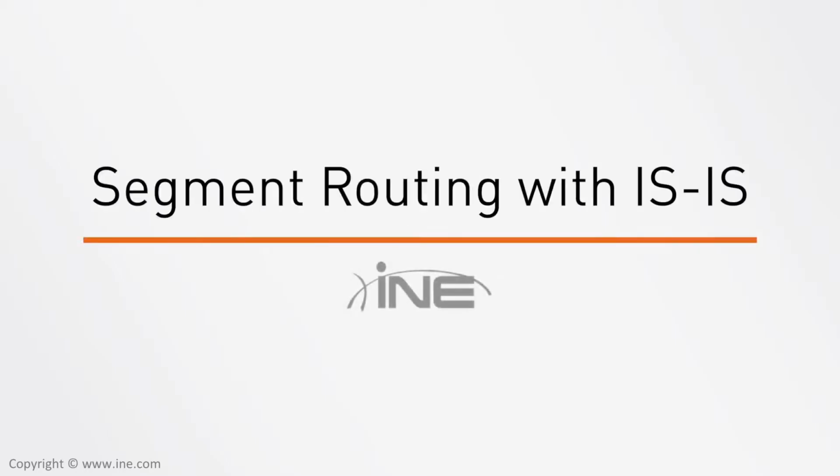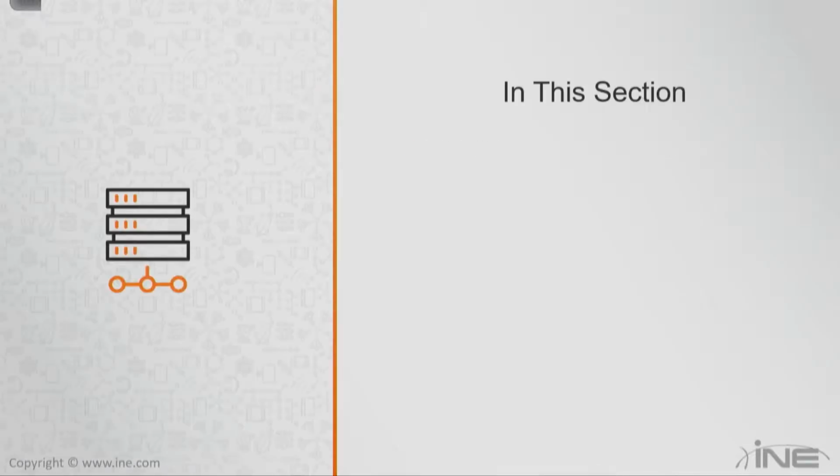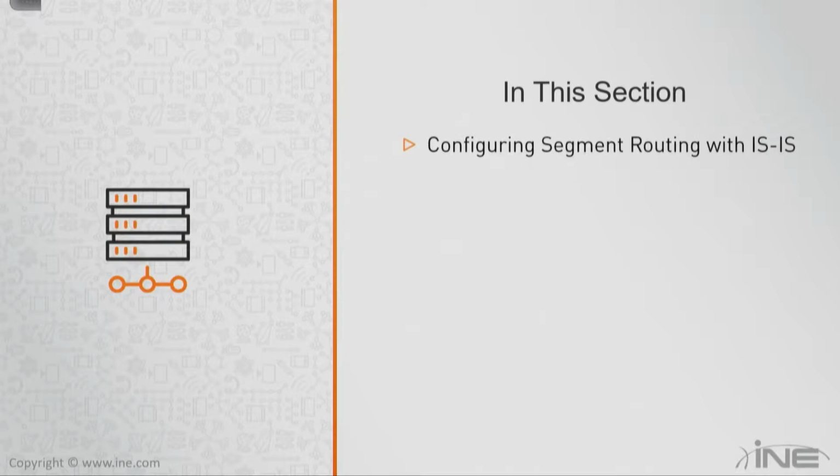Welcome back, everybody. In our next section, we're looking at segment routing with ISIS, which is going to be very similar to the behavior of OSPF, but of course the command structure is going to be a little bit different when we're dealing with one protocol versus the other. First we'll look at how to configure segment routing with ISIS, and then the second portion is how to verify that it's functional.